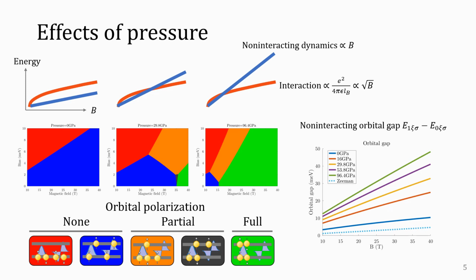The spin and valley polarized states are stabilized by the interactions, whereas the orbitally polarized states are stabilized by the non-interacting dynamics.